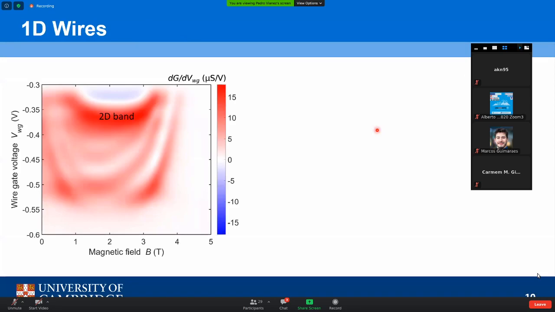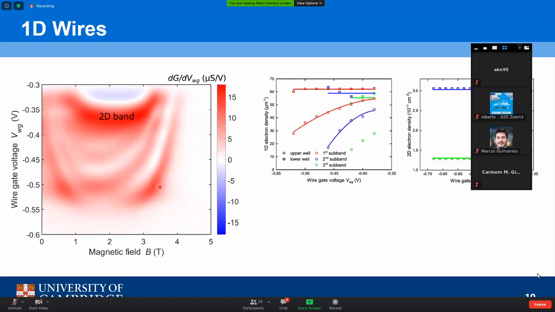So this is what our wires look like. Here you see the 2D band, and once the voltage becomes negative enough, you start seeing multiple 1D subbands, anywhere from 3 up to 4. Of course, by changing the geometry, you can change this number. We've fabricated a device with up to 7 subbands, 1D subbands, that is. From here, you can extract densities, both 1D and 2D.